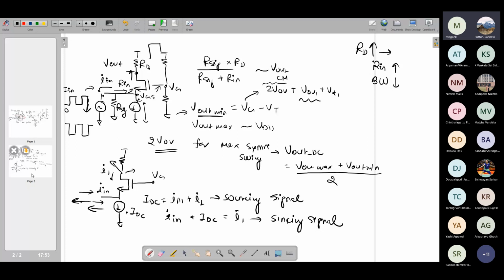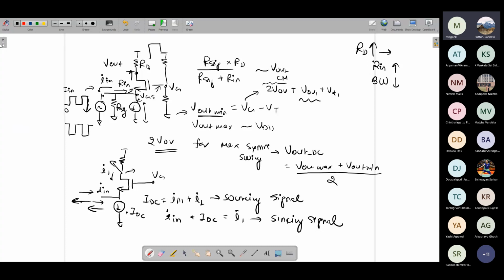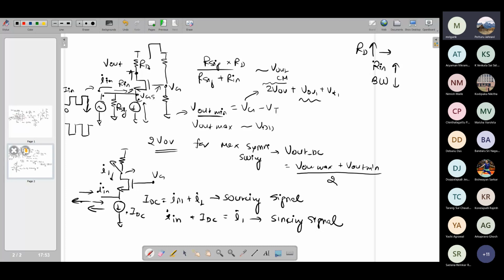Where is the next page? Next page is, okay. No, so the next page is coming here. Oh, it is copied. I don't want to copy. I want a new page, but it is not giving me a new page.